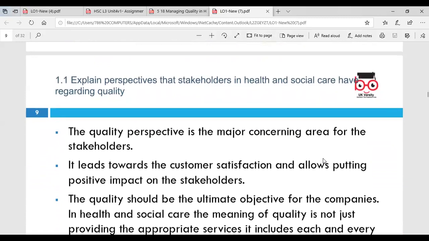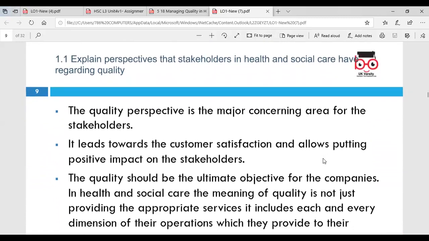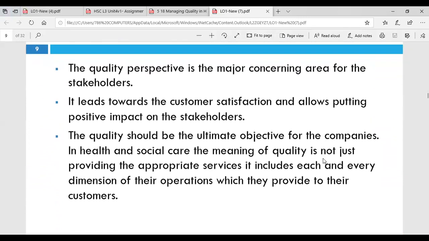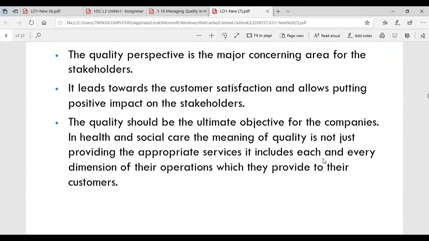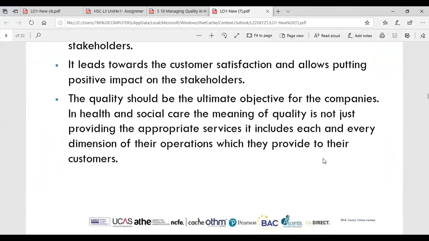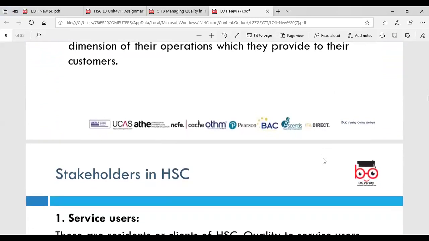So you're explaining the perspectives that the stakeholders in health and social care have regarding quality. There are different stakeholders we talked about. So what are the different stakeholders? What are their opinions about quality? The quality perspective is the major concerning area. It leads towards customer satisfaction. So you're having a positive impact on the stakeholder. It should be ultimate for all the companies that are involved.